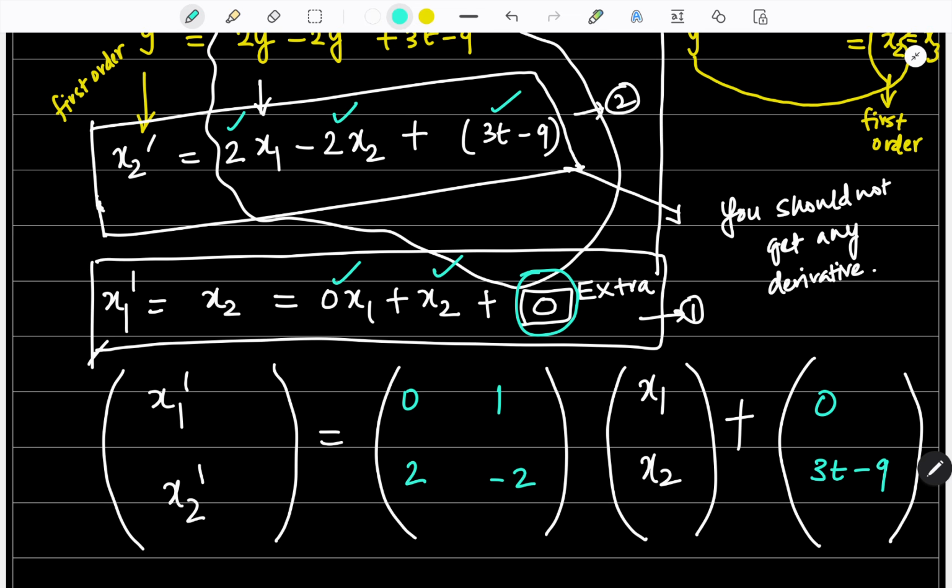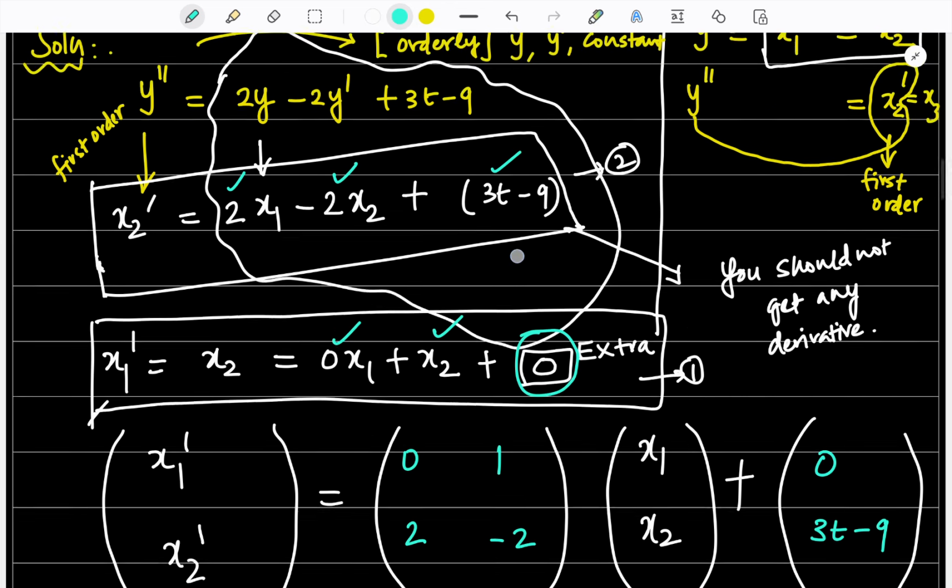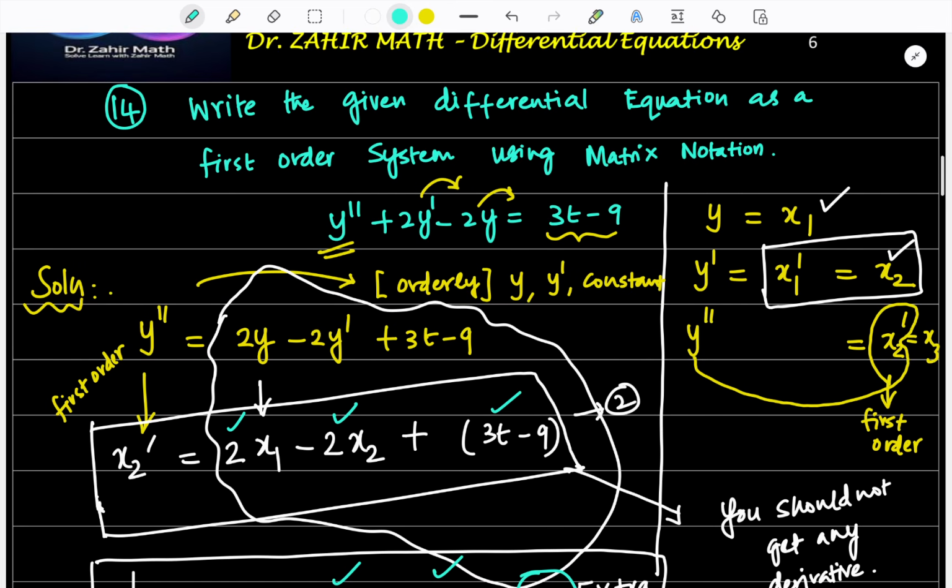Okay, is it clear? Clear or not clear? Very, very clear. So easy, this equation. Very, very easy. Okay, right. So in this way, we write the given system of equations, this one, as a first order system of equations. That's what we are going to do.